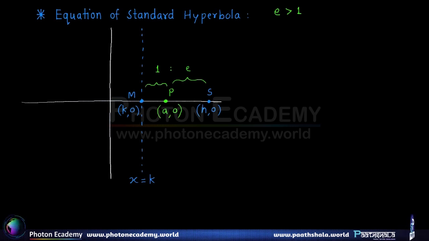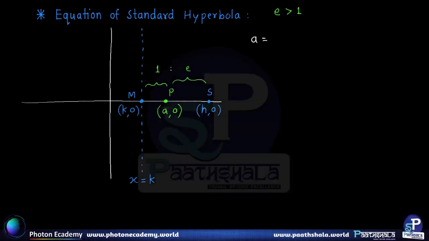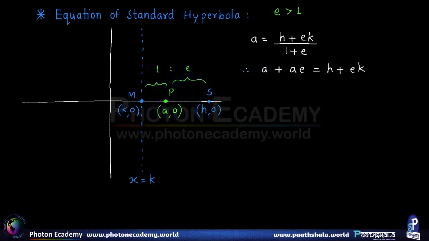So with that we can write the coordinates of P using the section formula for internal division as a equal to (1 into h, that is h, plus e into k) upon (1 plus e). So clearly on cross multiplying we'll get a plus ae is equal to h plus ek. Let's call this equation 1.